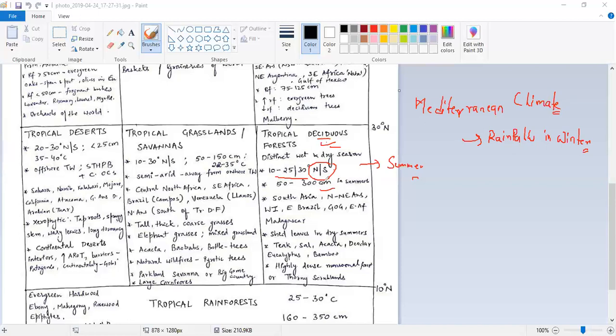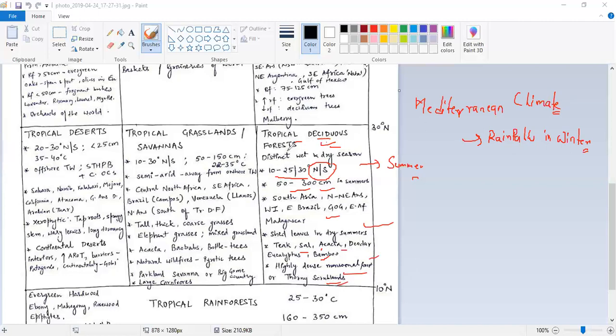So you're talking about tropical deciduous forest. These are the features. Again, we have seen it's both in northern and southern hemisphere. Reversal of climate happens. Rainfall is in summer. It sheds leaves in dry summer. Teak, sal, devdar, eucalyptus, bamboo, all these are grown. Highly dense monsoonal forest or thorny scrublands. Fine. So we have talked about tropical deciduous forest.